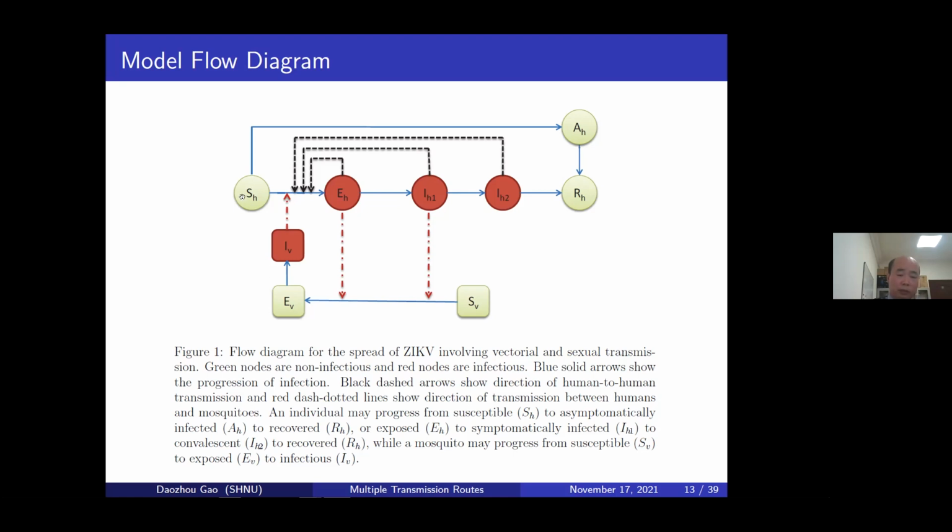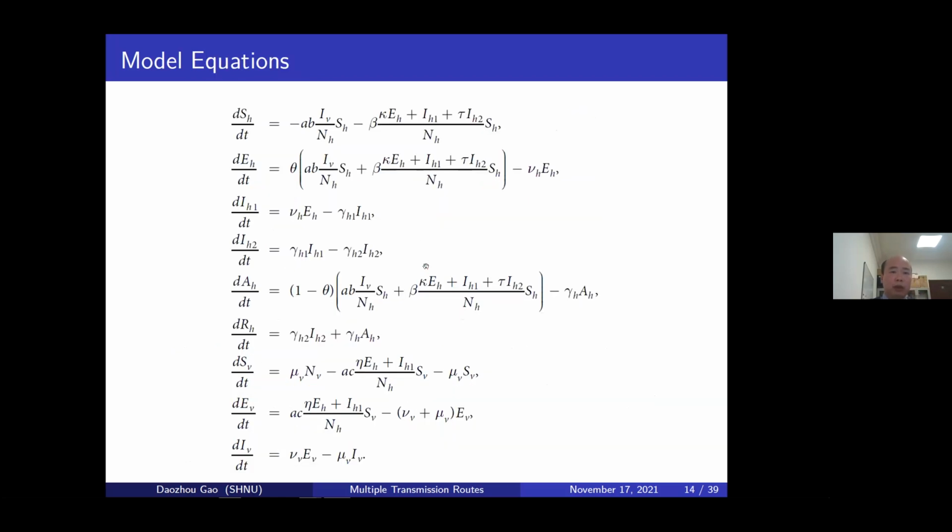Susceptible humans can become infected by the bites of infectious mosquitoes or by sexual contact with exposed, symptomatic infected, or convalescent humans. And susceptible mosquitoes get infected by biting exposed or symptomatic infected humans. Okay, so then we can write down the model equations. The first equations are for humans, and the remaining three equations are for mosquitoes.